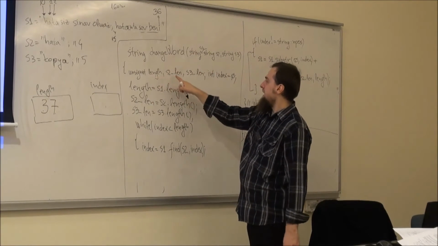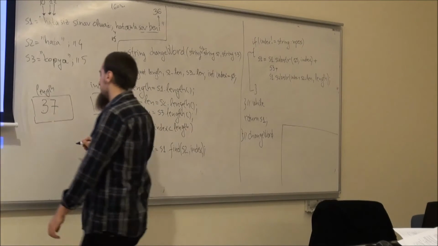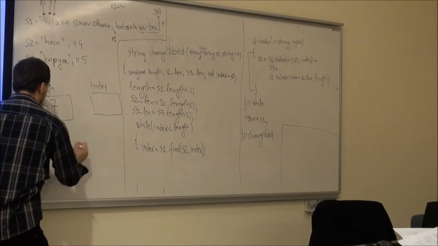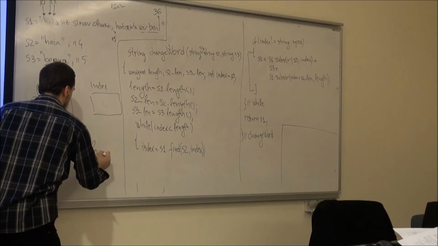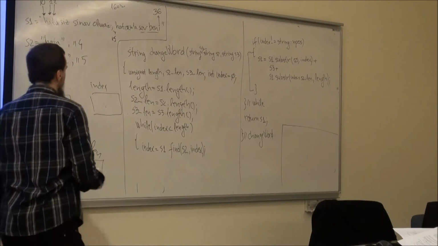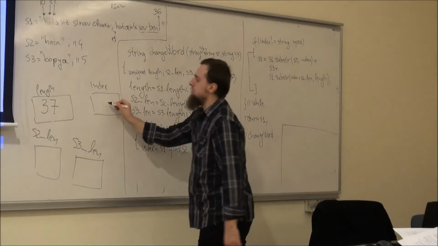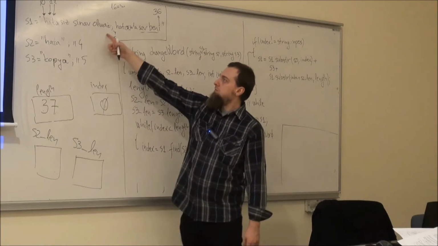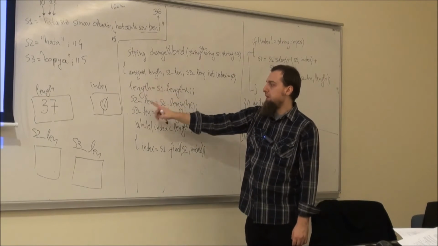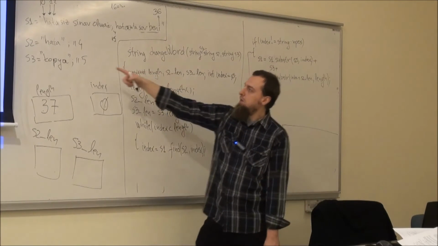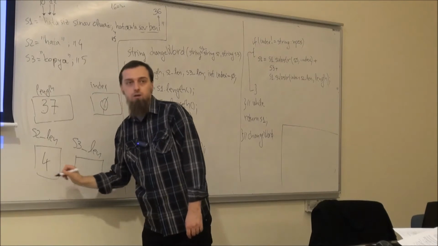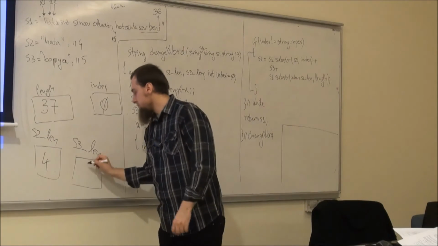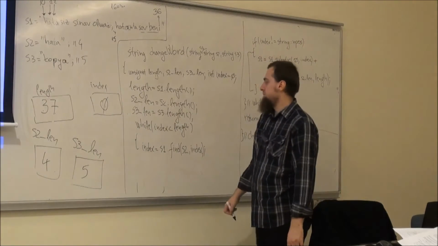So we define length, S2 len, S3 len. Initially they are 0, so this is S2 len and S3 len. Initially we don't have any value. The index value is 0. We start from 0. Now the length of the S1 string is given with length. For the second string, S2 len is 4. We write 4 here. Okay, I'm just going through the code. Try to understand it, it's important. The length of S3 is 5.